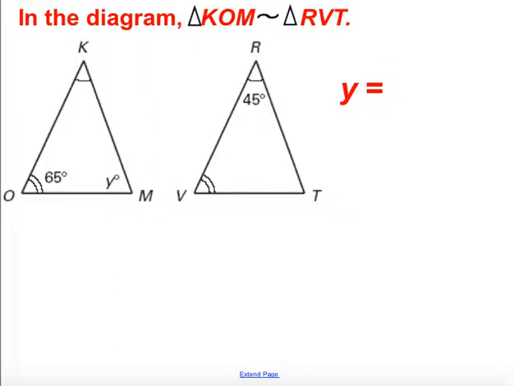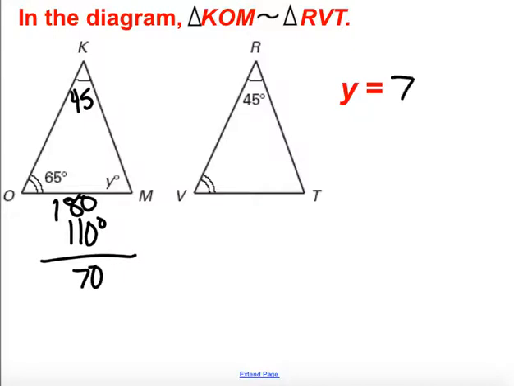Similar idea: if angle R is 45, then angle K is 45, which means we have a total of 110 so far in this triangle. Taking that away from 180 means that we have 70 degrees left for Y, which means that T is also 70 degrees.